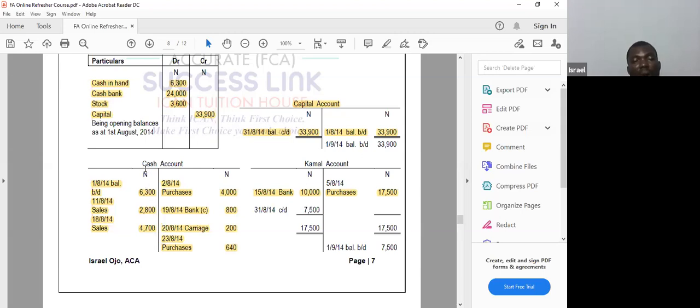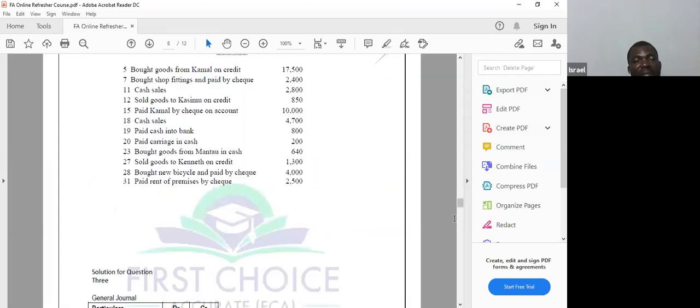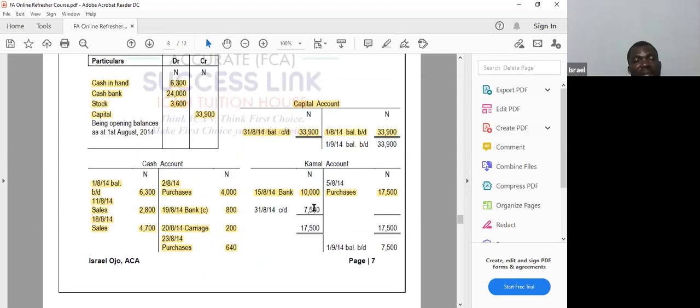So we have to balance it. Where do we have the balance? If you look at the balance here, can you see the balance carried down is 8,160. But it's going to be on the debit side on our balance, because the cash account is an asset account.